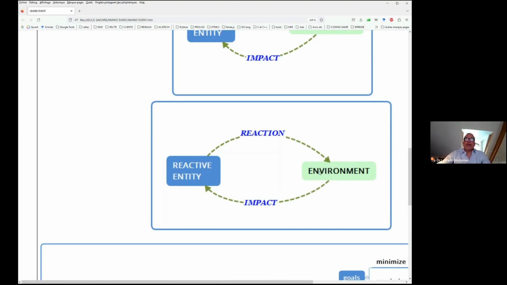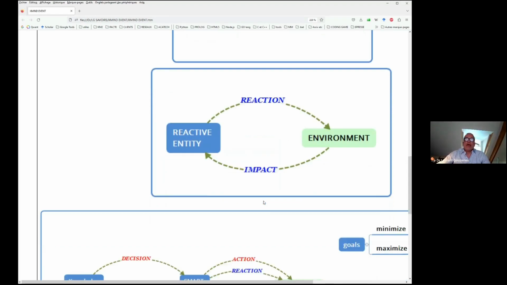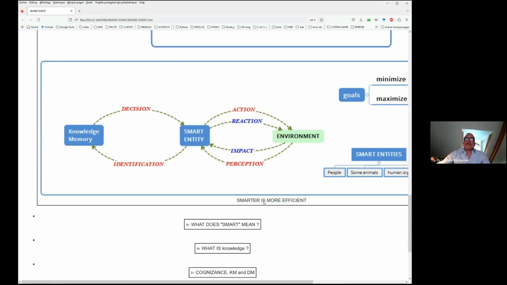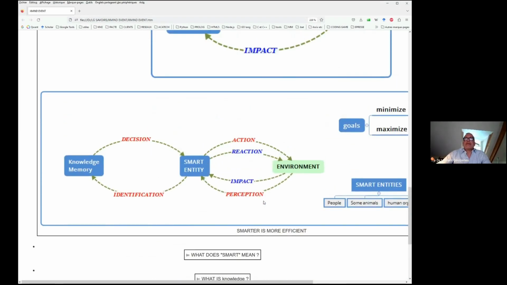For example, when there is light, an insect might go to the light, or on the contrary, fly away from the light. This is just a reaction. So the insect will always make the same reaction when submitted to an impact. What we try to do with knowledge, and this is an interesting fact, is that we can be much smarter than the two previous kinds of entities. A smart entity can have the choice to have or not a reaction.